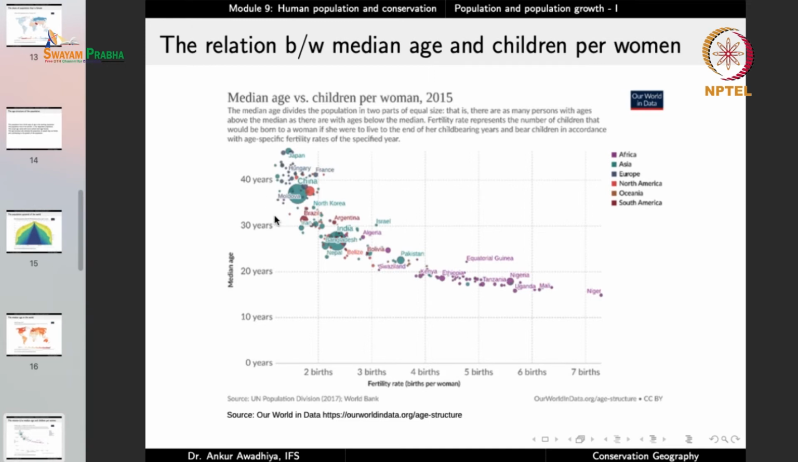So this is the relationship between the median age and the children per woman. If children per woman is large, showing that on an average women are producing more children, then the median age of the population would go down, because we will have a large number of children in this particular society, and the median age represents the middle portion of the society. So as many people are there below the median age as there are above the median age. So if the number of children increases, the median age would reduce.